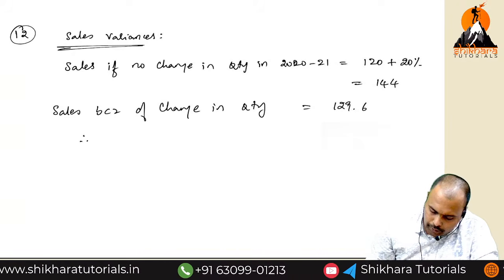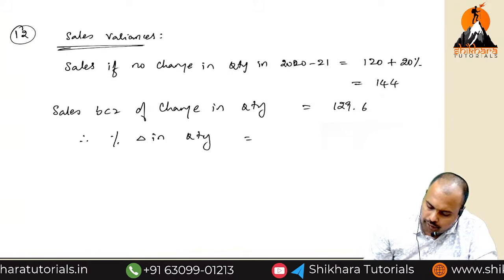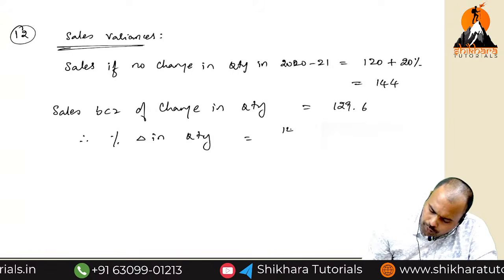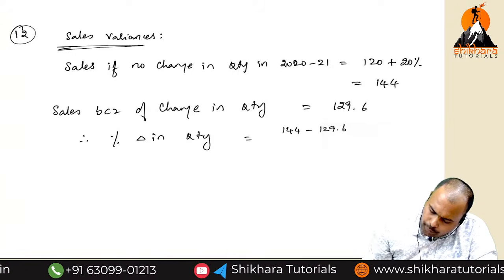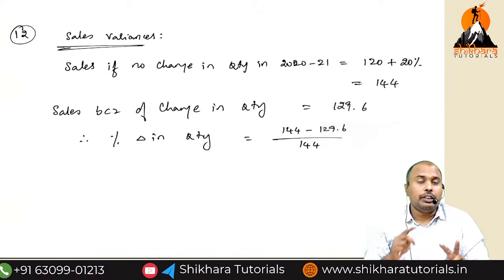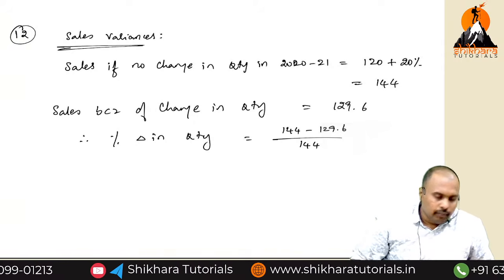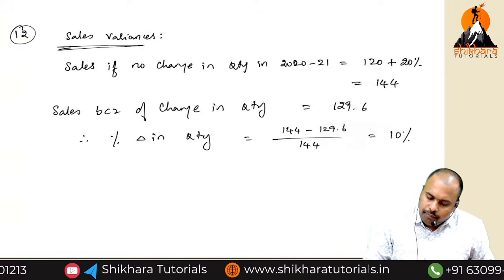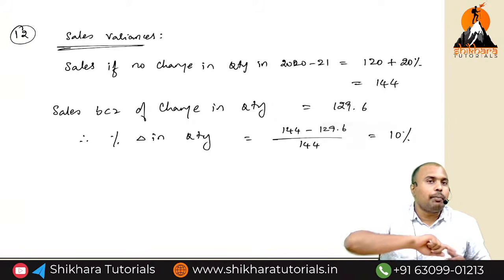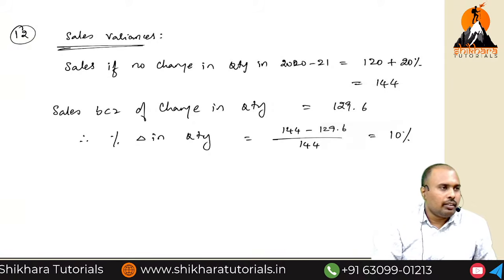Therefore, percentage change in quantity is equal to, percentage change is always change in value by initial value, right? So what is the change in value? 144 minus 129.6 divided by 144. That's change in value by initial value. Percentage is always that. That's nothing but 10%. It means that our selling price is increasing by 20%, but volume is decreasing by 10%.